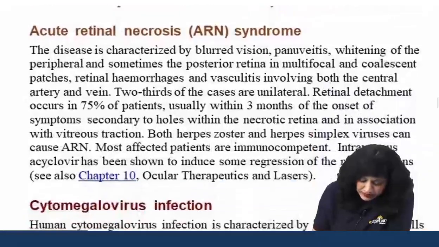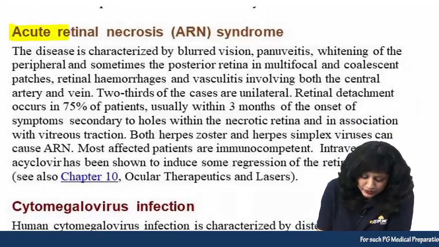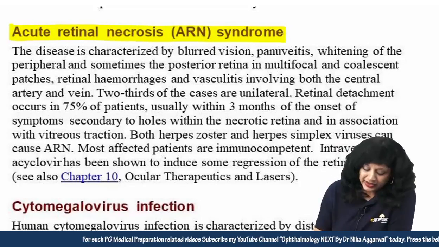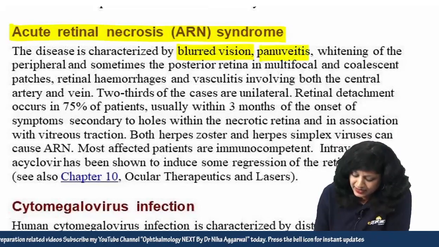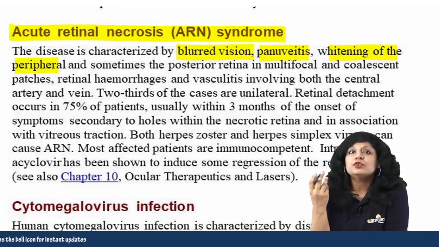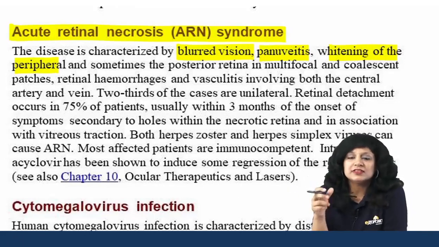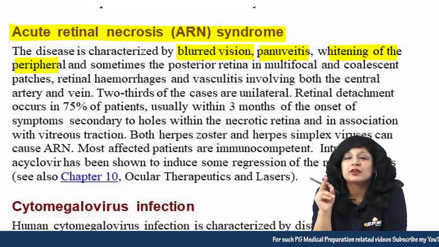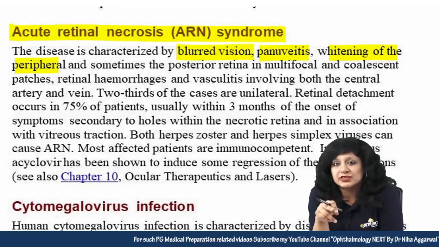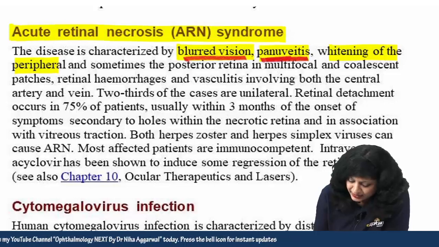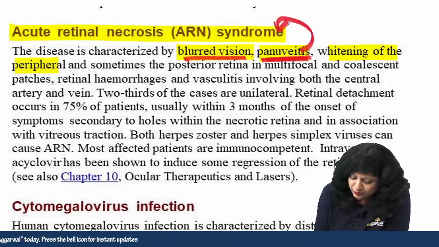Alright. Then talking about acute retinal necrosis, that is your ARN syndrome. The disease is characterized by blurred vision. We have panuveitis, and we have whitening of the peripheral retina. When you hear the word necrosis, obviously it will lead to whitening. So we have necrosis of the retina, that is why we have blurring of vision, right? The necrosis obviously takes place after the inflammation. So we have panuveitis, and due to uveitis we have necrosis, and necrosis will lead to whitening.